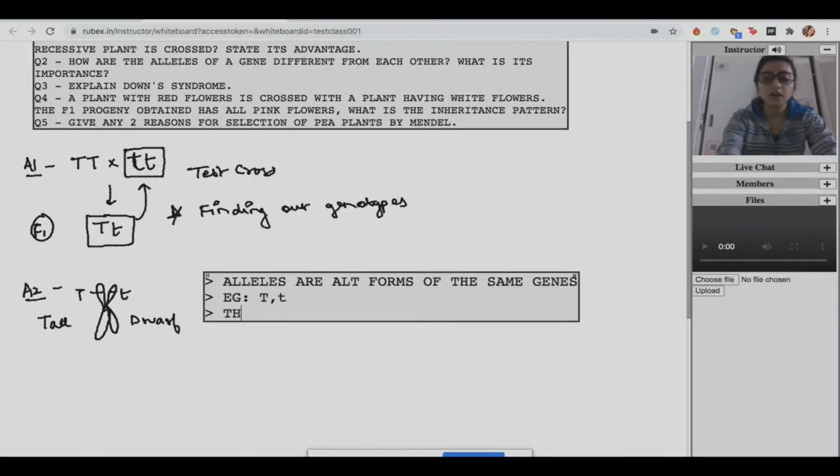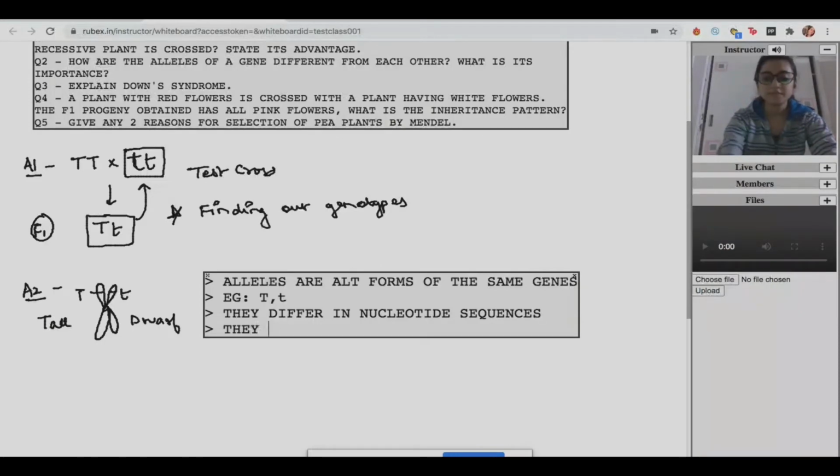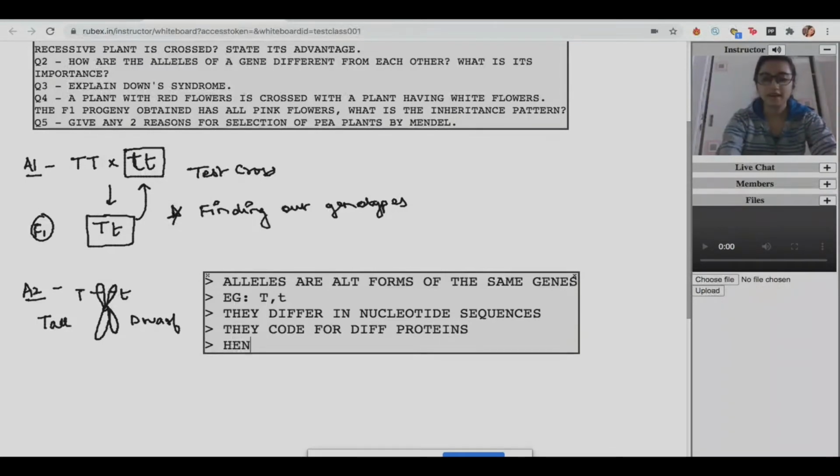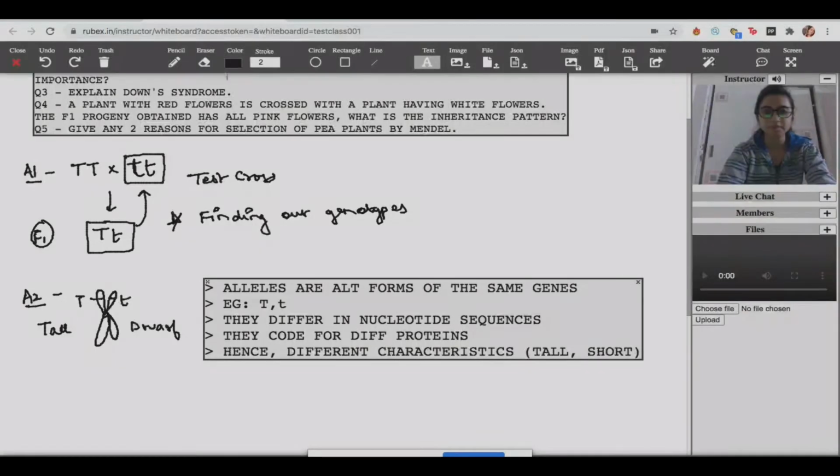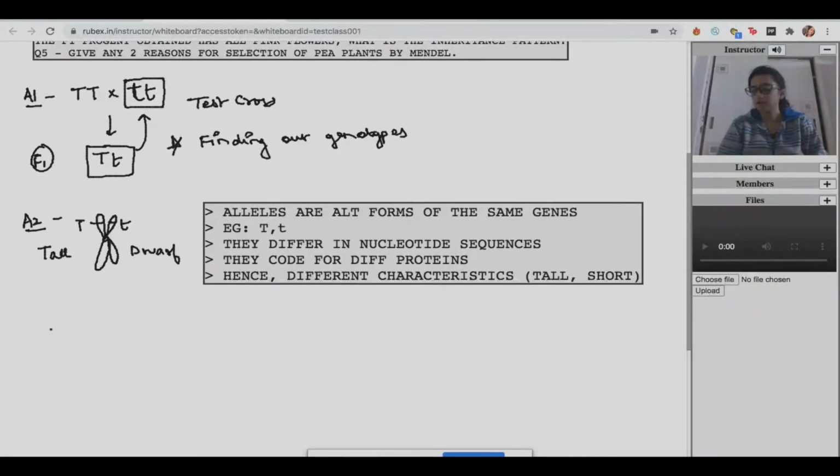How do they differ? They differ in nucleotide sequences. For this reason, they code for different proteins and hence different characteristics. For example, tall and short are characteristics coded by this example. Similarly, for flower color you could have red or white. So that's what alleles do. They're alternate forms of the same gene, and they give you variants for the same trait.